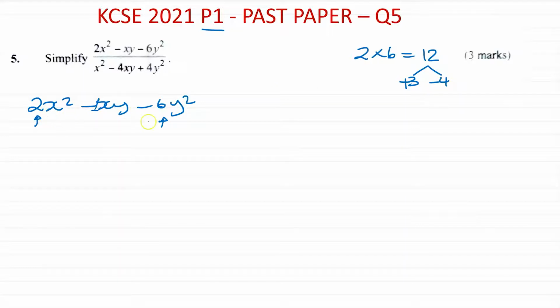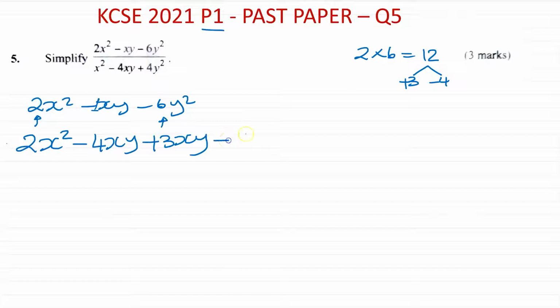So I'm going to rewrite this the way I do, by splitting the middle term. I'm going to do 2x squared. Now I'm going to use minus 4 because that goes well with 2, so minus 4xy, and then I will write plus 3xy, that's my middle term, and then minus 6y squared. Now at this point we need to split them and then factorize. So we split at the middle, and let's factorize this side.